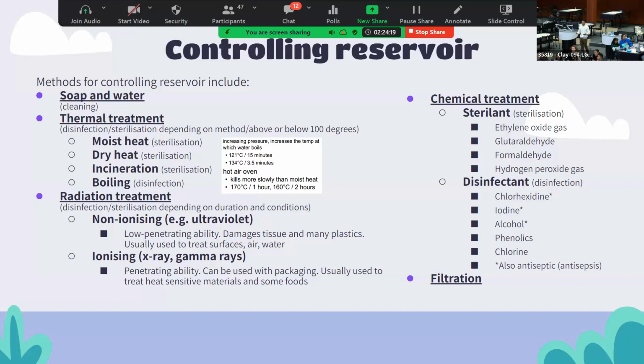Radiation treatment, you've got non-ionizing and ionizing. Non-ionizing does not penetrate well and it can damage tissues and plastics, so it's usually used just to clean surfaces, the air, or water. Ionizing can penetrate, so it can be used with packaging and to treat heat-sensitive materials and some foods. And then chemicals, you don't really have to remember all of them. You can remember the pink bottles in your Clean Skills is chlorhexidine, iodine, alcohol, I'm sure you know, but you can go through that in your own time.